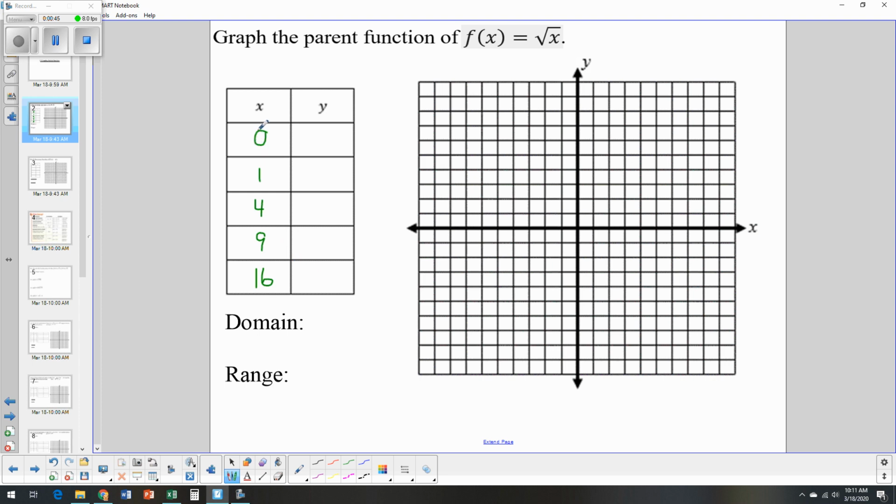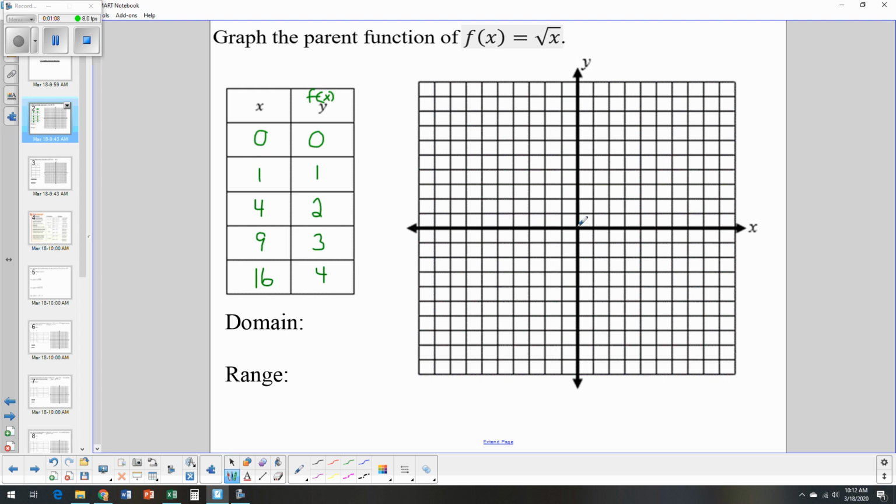And now we know we're going to take the square root of each of these numbers, right? So y, or really f of x, right? We're going to have y in all these pictures just in case, but f of x. So the square root of 0 is 0, the square root of 1 is 1, the square root of 4 is 2, the square root of 9 is 3, and the square root of 16 is 4.